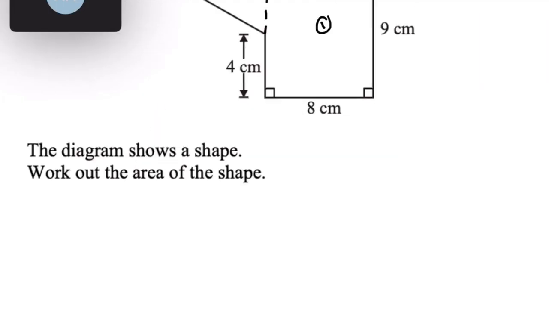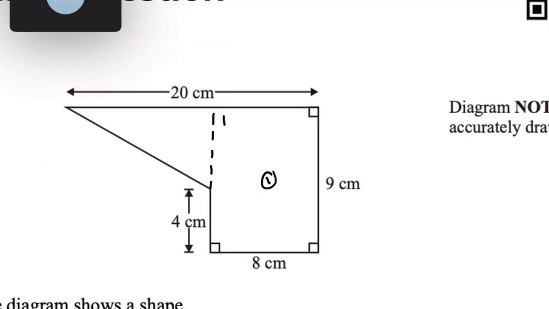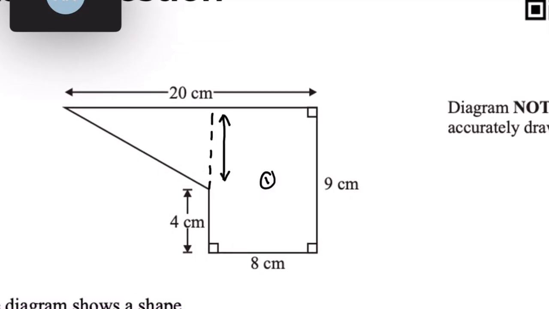So let's think over here. We need to work out this distance over here. Because it's a vertical distance, we're going to look at all the vertical sides. This side over here is a vertical side, and this side over here is a vertical side as well. We know that the whole distance is 9 centimeters. And we know that this distance over here is 4 centimeters. So that means that this distance that we need to work out has to be 5 centimeters.